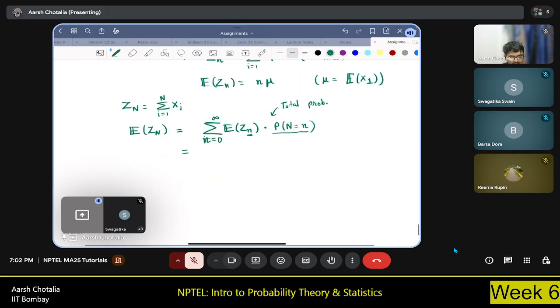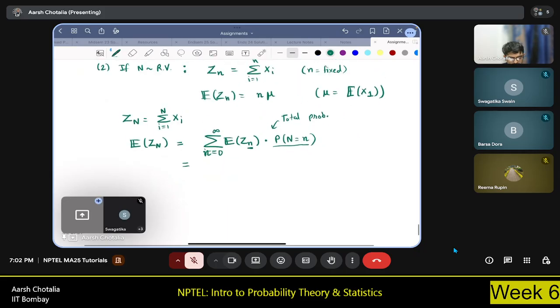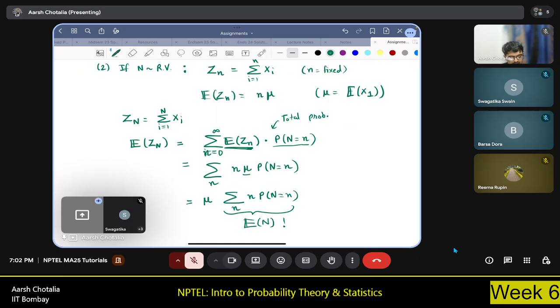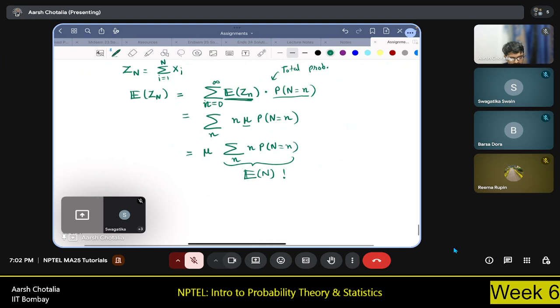N could be any random number. Okay, so now we know that the expectation of Z small n is n times mu, times the probability that N is equal to n. This is a sum over all n. Now mu can be taken outside. So this is mu times the sum over n of n times the probability that N is equal to n. This is nothing but the expectation of N, right? This is not a factorial. Just an exclamation mark.